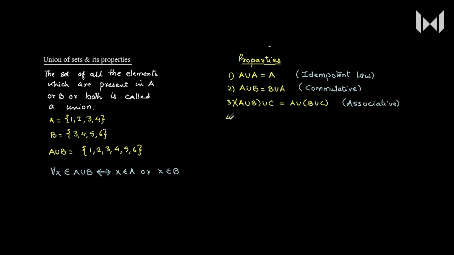Then the fourth one we have is that if we take a union with the universal set, now we know whenever we take a union, the larger set is always the answer. So because universal set is a larger set, the answer shall be U, and for A union a null set, now in the case of a null set, A is the larger set, so the answer is A.